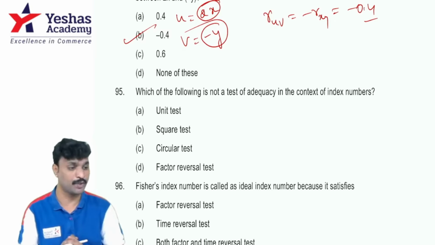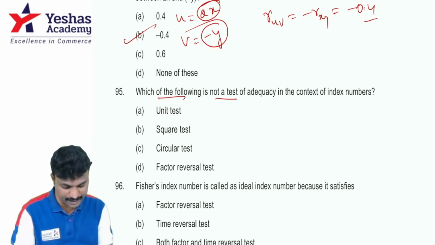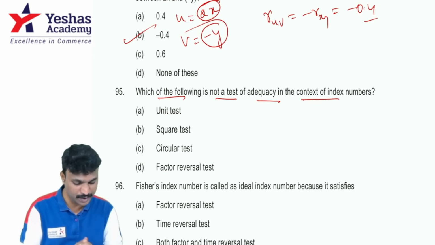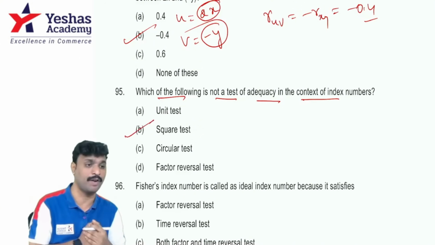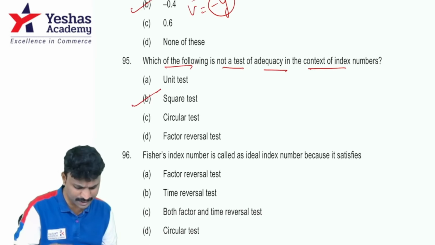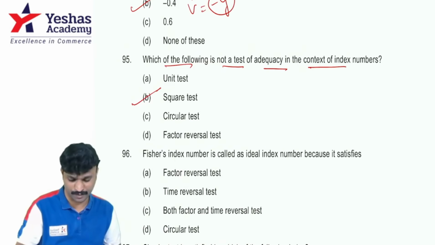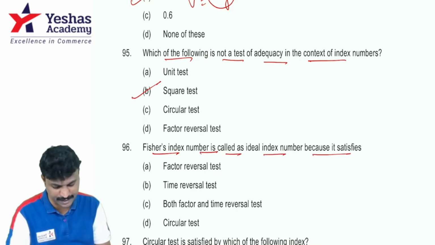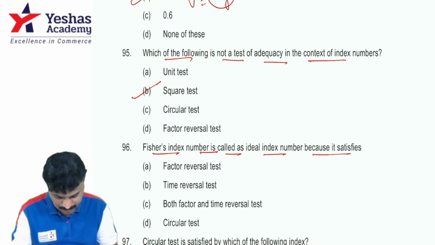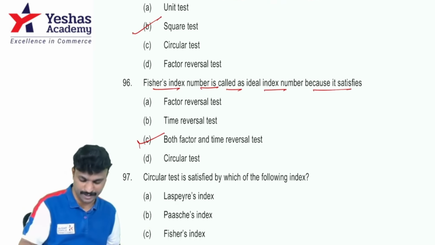Guys, 95th question. Which of the following is not a test of adequacy in context of index number? Unit test is definitely, but square test is not a test of adequacy. Circular test, factor reversal test, all these are tests of adequacy only. Fisher's index is called an ideal index number because it satisfies factor as well as time reversal test. Option C is the right answer.